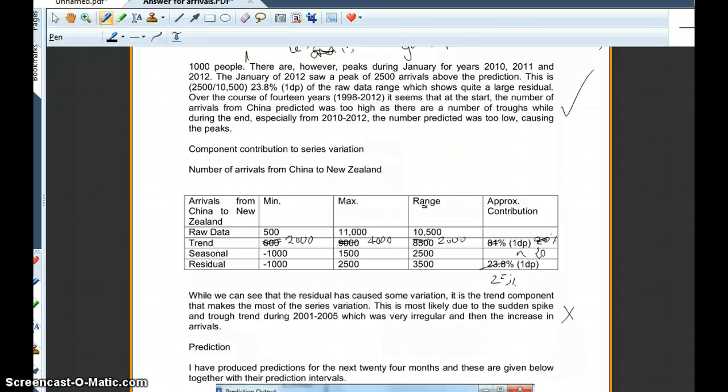Okay, and this next table is what I was discussing with you yesterday, and there is quite a few misconceptions here. I'm not concerned about this number here. 10,500 is the raw data range. Excellent. The trend, and I'm just going to show you this on the graph, I've quoted as 2,000 to 4,000. Now watch closely, because what she did was 500 to 9,000.